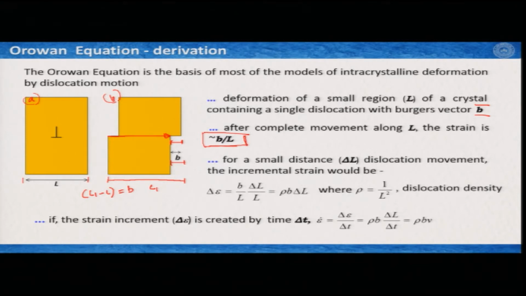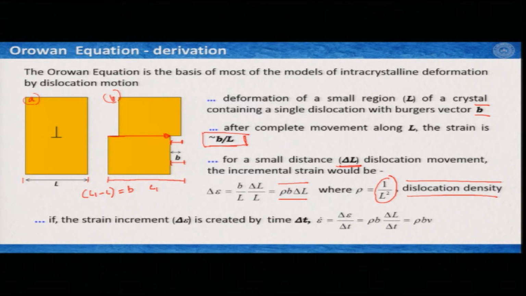Now, if you consider that the distance of the dislocation movement is very small, for example del L, then the incremental strain, which we can call del epsilon, should be b divided by L, times del L by L. Now, we can clearly see that if we replace these two L's, or 1 by L squared, by a term called rho, which we define as dislocation density, then the equation takes the shape where delta epsilon is equal to rho, the dislocation density, times the Burgers vector b, times delta L.